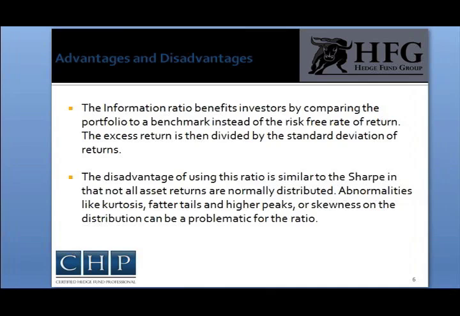The disadvantage of using this ratio is similar to the disadvantages of using the Sharpe ratio in that not all asset returns are normally distributed. Anomalies like kurtosis, fatter tails, higher peaks, and skewness on the distribution can be problematic for the ratio, as the standard deviation does not have the same effectiveness when these problems exist in a distribution.